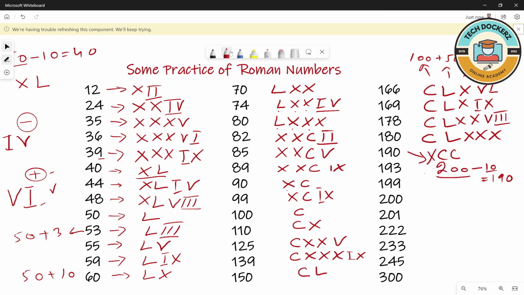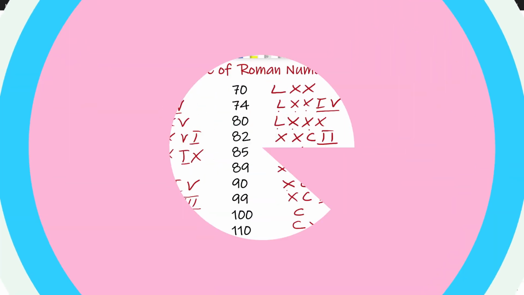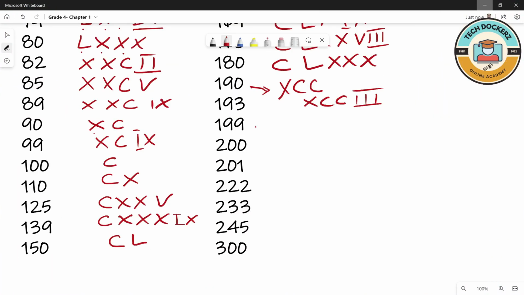Let me write it down correctly for you. So how will we write 190? XCC. How will we write 193? XCC, which is 190, and then addition of 3 I's. How can we write 199? Let's say 200 minus 1, which is equal to 199.